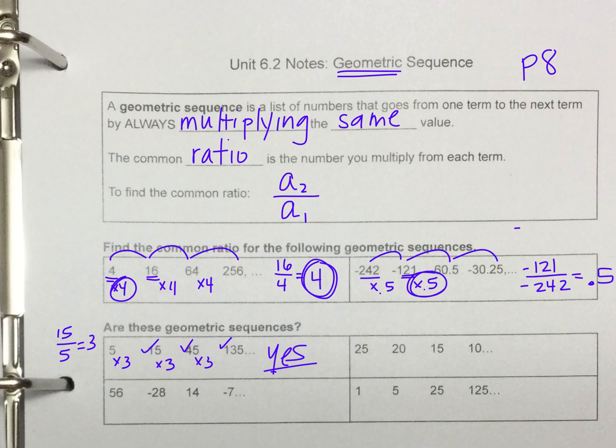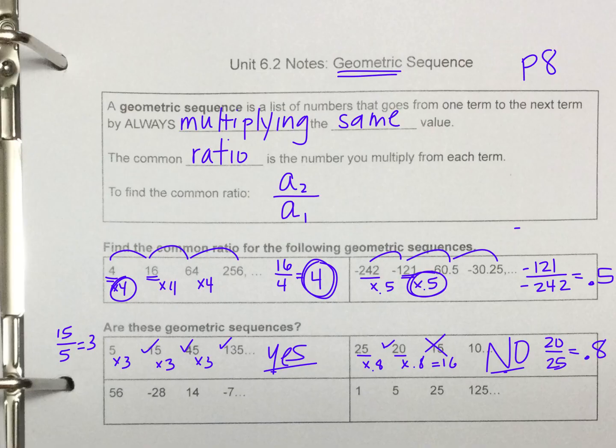I'm going to say second term, 20, divided by 25, first term. That gives me 0.8. So 25 times 0.8 is 20. Perfect. 20 times 0.8 is 16. So no, because that's not going to work. 0.8 does not work over and over again.